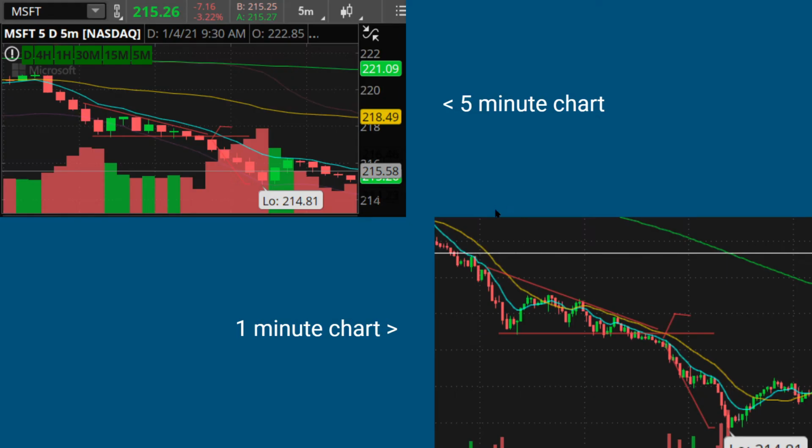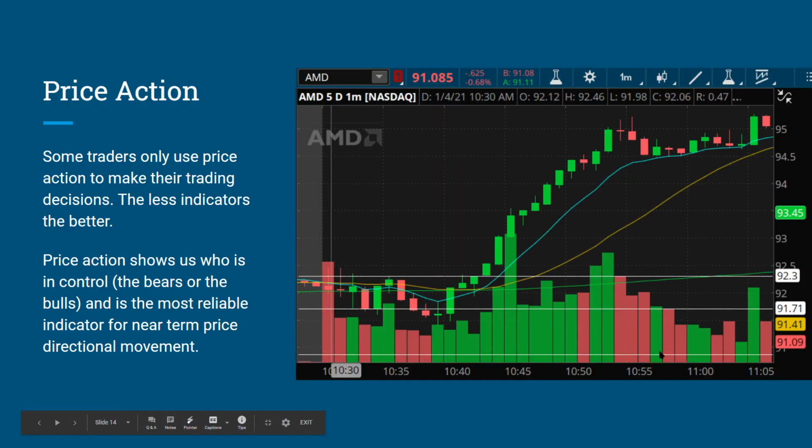And so here are more examples. On Microsoft, this would be a flat bottom pattern with a breakout to the downside. And here, this is the same Microsoft stock on a 5-minute chart and the same price action on a 1-minute chart. So this is what this looks like on a 1-minute chart. So again, we have that flat bottom and then a breakout to the downside.